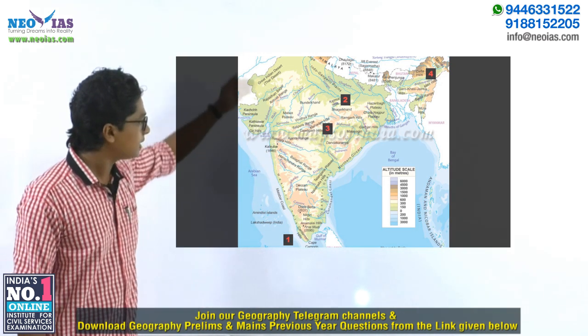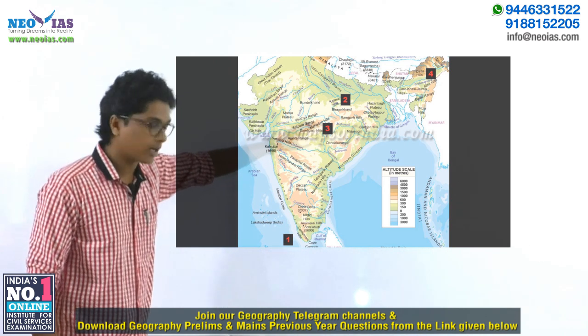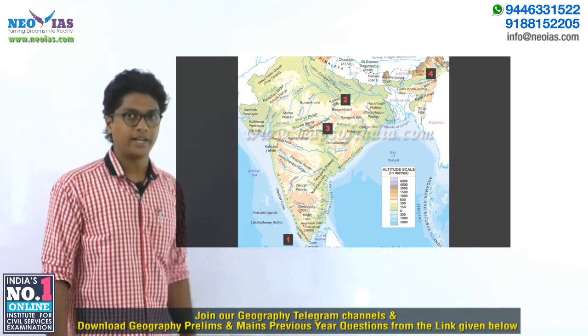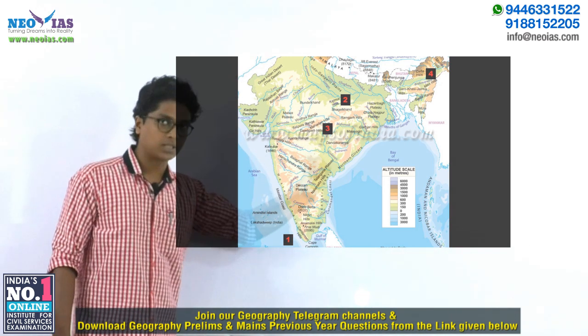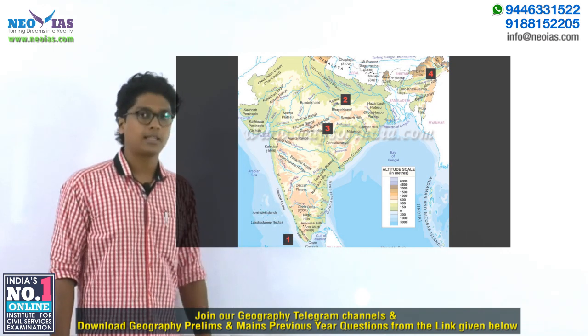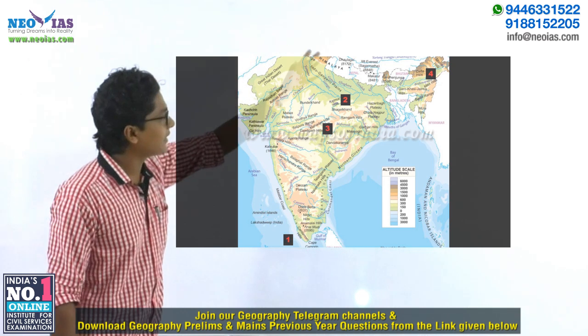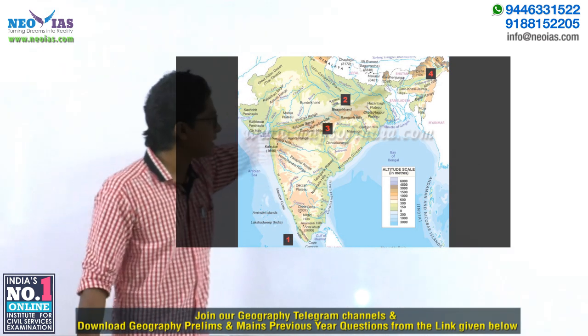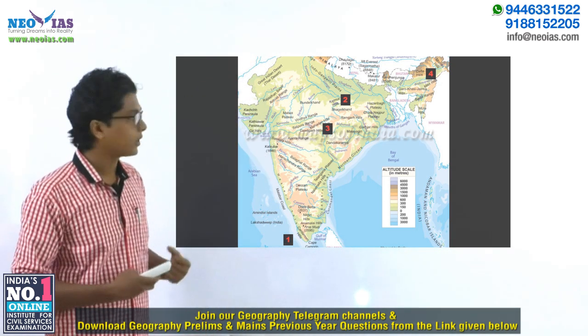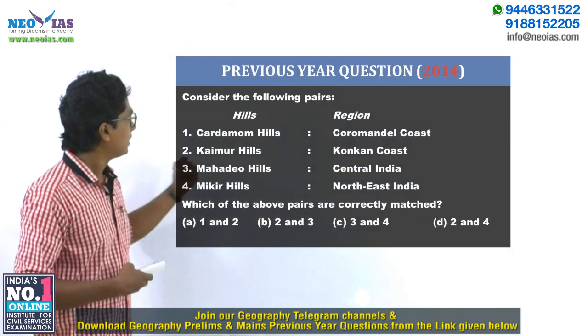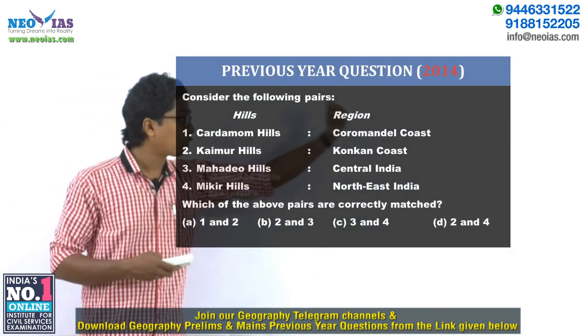And the Mahadev Hills is located in central India towards south of the Satpura ranges. Say Vindhya, Satpura, and south of this Satpura we have the Mahadev Hills. And the Mikir Hills is situated in the northeastern regions, right? As you can see here, which is given as number 4, right? So here, the answer: Cardamom Hills is marked with Coromandel coast.